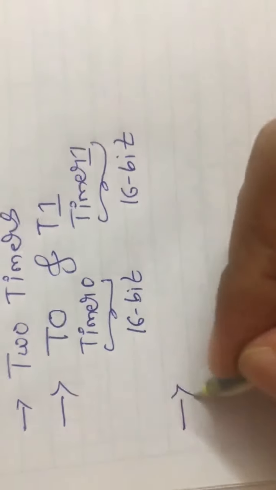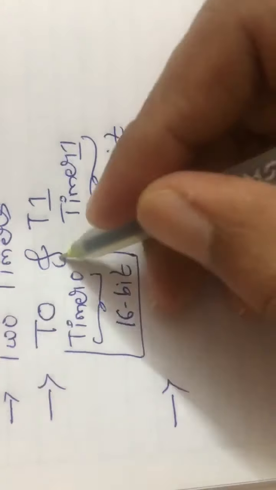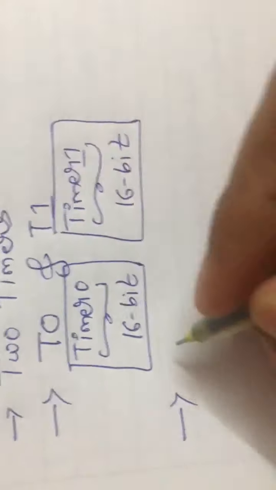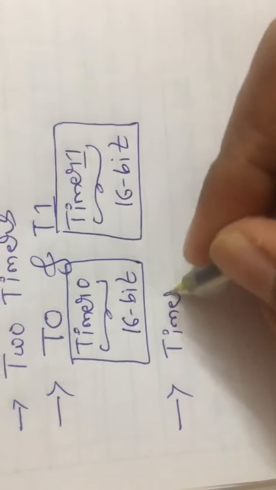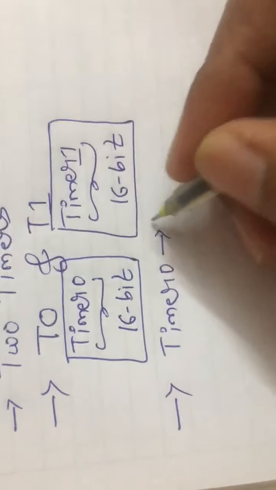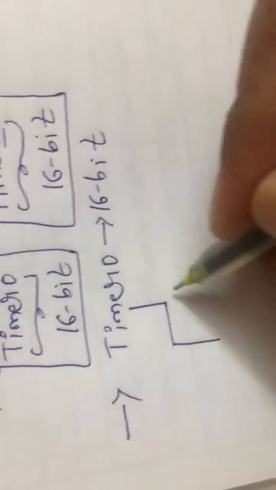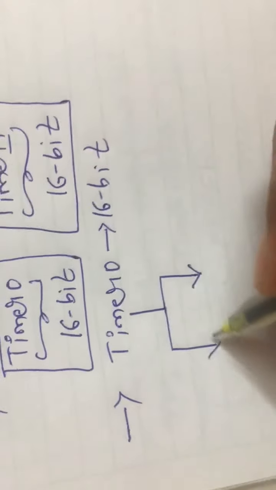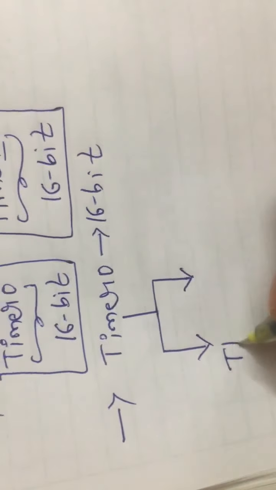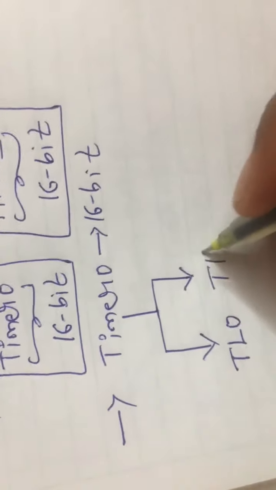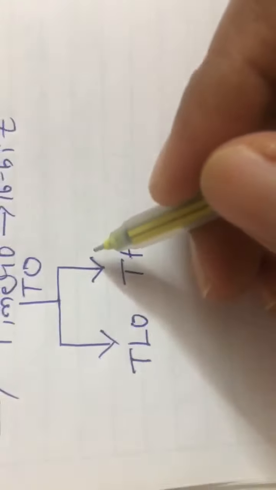If I take timer 0, that is 16-bit wide. In this timer 0 I have two more registers, that is TL0 and TH0. So under this timer 0 we have two more registers, that is TL0, TH0.